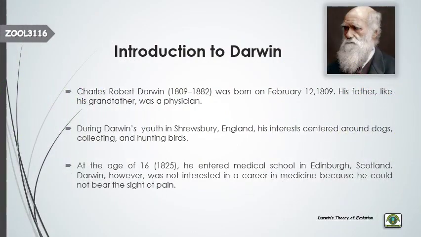The introduction of Darwin. Who was he? What was his life history? Darwin was born on 12 February 1809. Many members of his family belonged to the field of medicine. His father was a physician, his grandfather was also a physician. So, like his family members, his father wanted him to join the field of medicine.